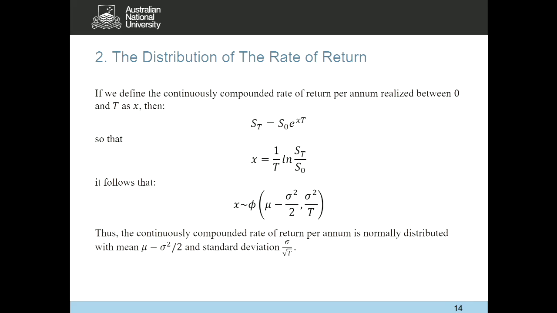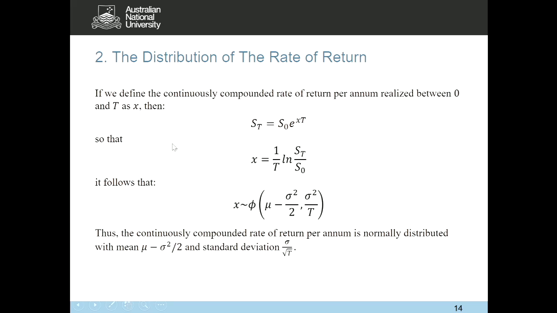And next, we're going to get the distribution for the continuously compounded rate of return. Okay, so the log normal property of the stock price is useful. It's useful in the sense it provides some information on the probability distribution of the continuously compounded rate of return earned on a stock between time 0 and time t.